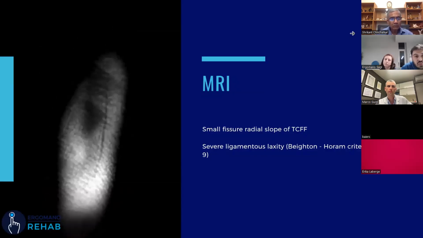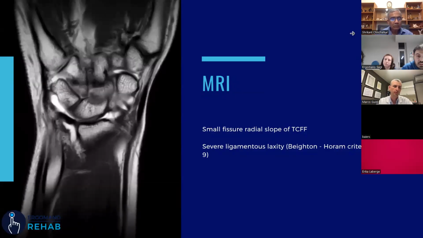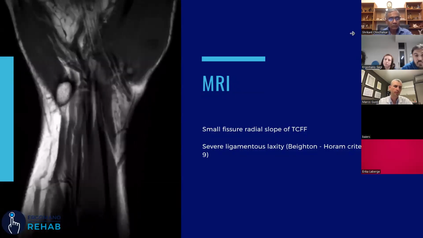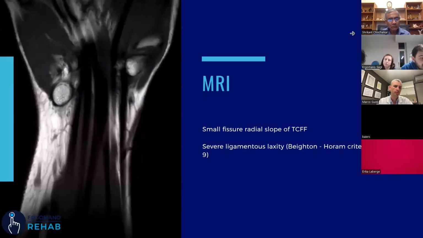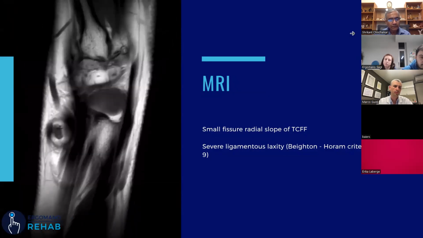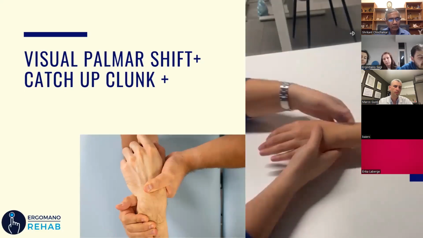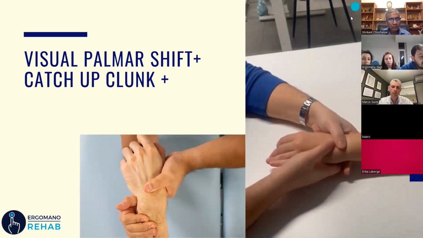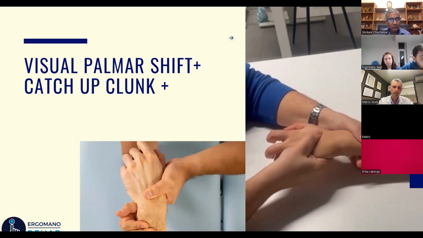She had a small fissure radius slope of the TFCC and a severe ligamentous laxity with a Beighton scale, as viewed on MRI by the referring surgeon. But despite the ulnar pain, the surgeon sent us the patient as midcarpal instability. The patient showed a positive ulnar green test.